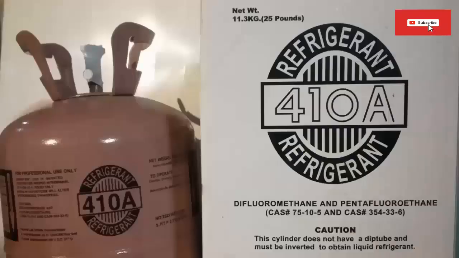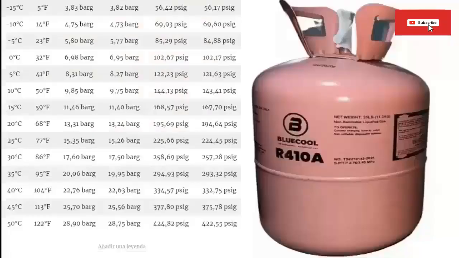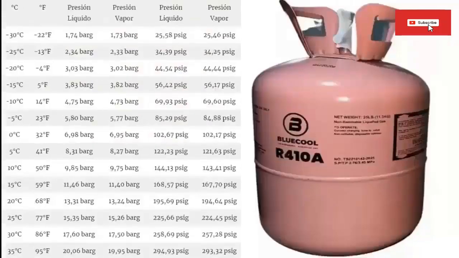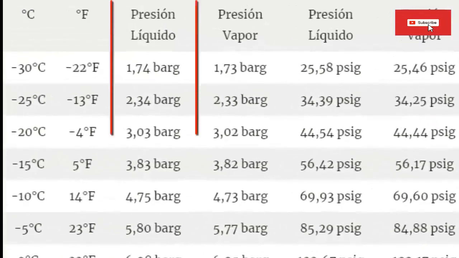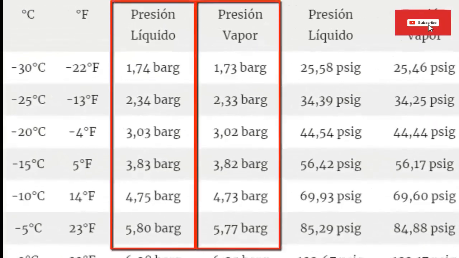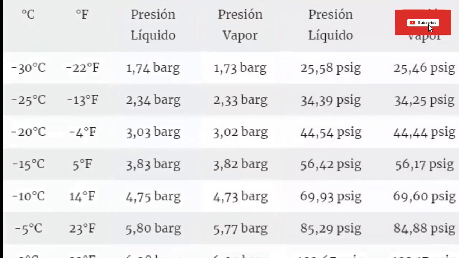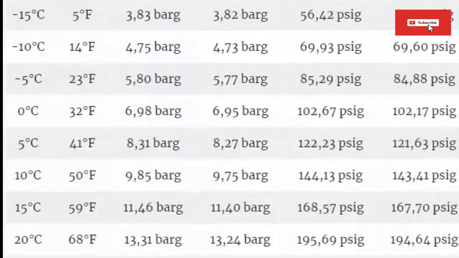On the screen we have the table of pressure and temperature of the refrigerant gas R410A. Although the table shows us two pressures, one for dew and the other for steam, since the glide of this gas is very low, the difference between both pressure values is negligible. In this case we are going to work with the vapor pressure.